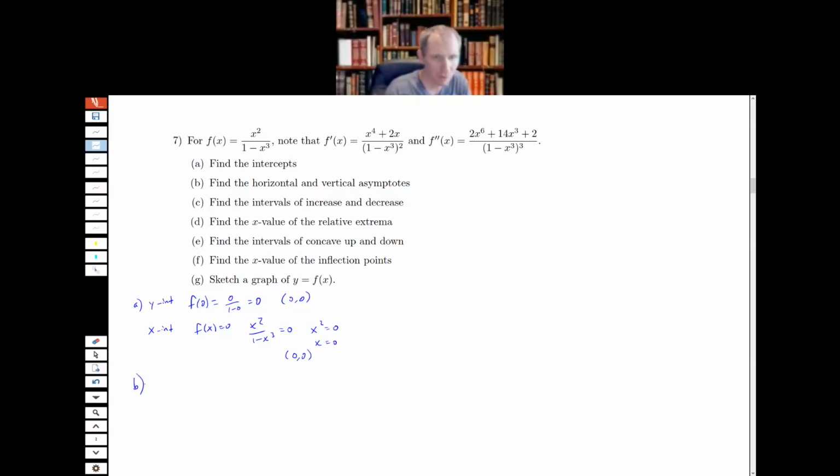All right, find the horizontal and vertical asymptotes. So let's start with the horizontal. I want to take a limit as x goes to infinity of my function. Right, that's how I find horizontal asymptotes. I'm looking at the end behavior as x goes off to infinity. So this is the limit as x goes to infinity of x squared over 1 minus x cubed. And if you want to, you can use L'Hopital's rule on stuff like this, and that's fine. But if it's polynomial over polynomial, you can go a little bit faster if you just divide by the biggest thing in the denominator.